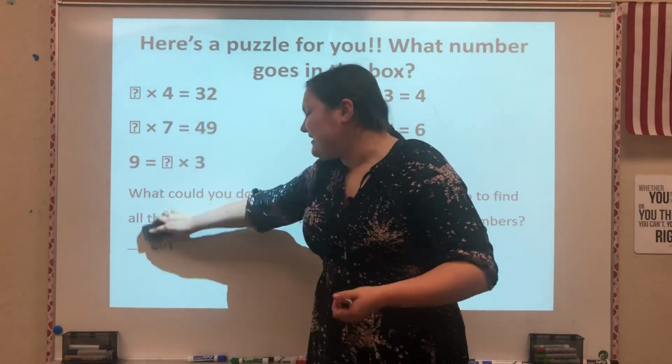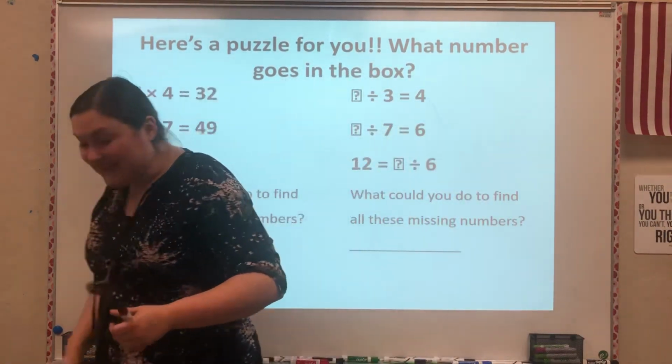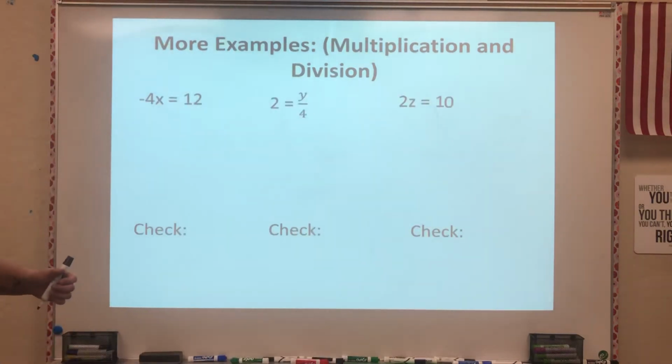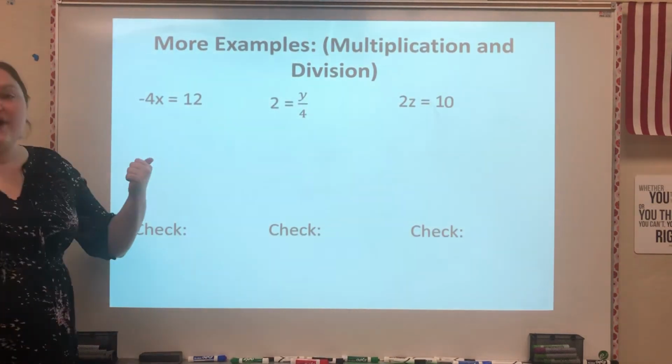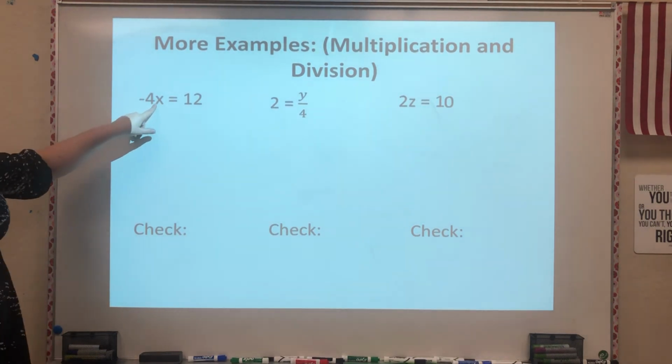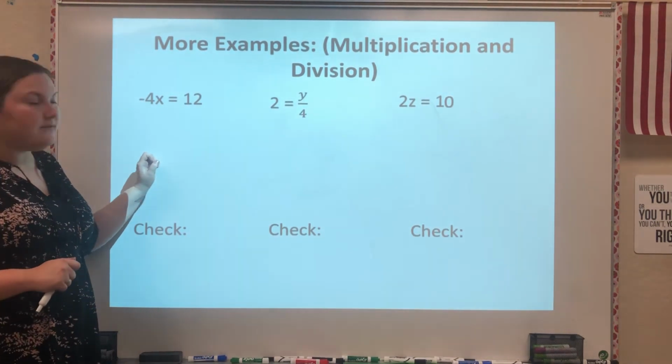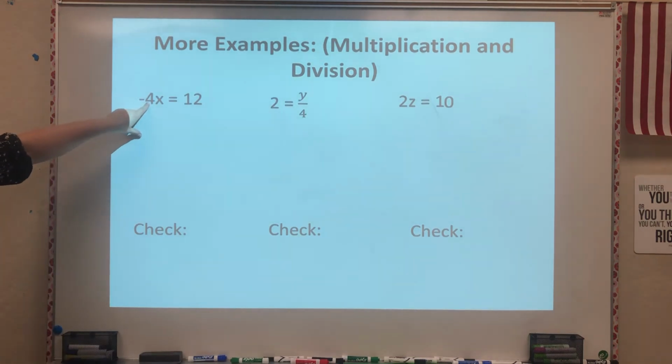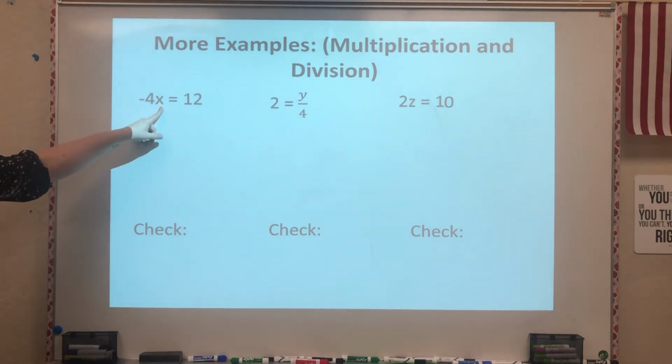Instead, our equations are going to have variables in them. It's going to have those letters again. So when we're looking at equations to solve, ours are going to look something like this. Now, this right here is something we have not seen before. I've got a number right next to my variable.